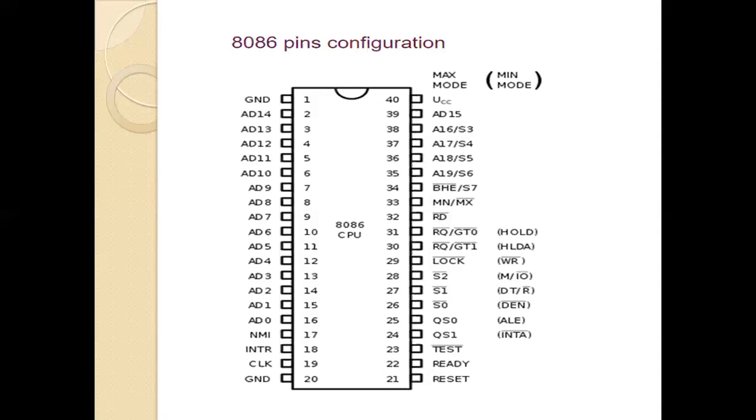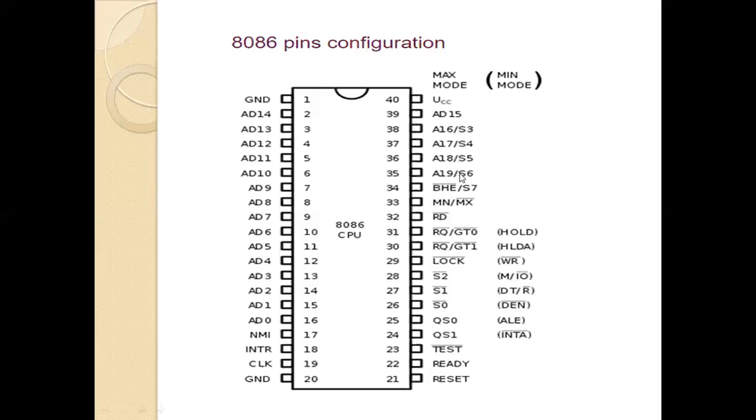Now come to the address and status bus. These are AD16, AD17, AD18, AD19. These address lines come along with the status lines. These are the 4 address and status buses. So during the first clock cycle, it carries the 4-bit address, and later it carries the status signal.